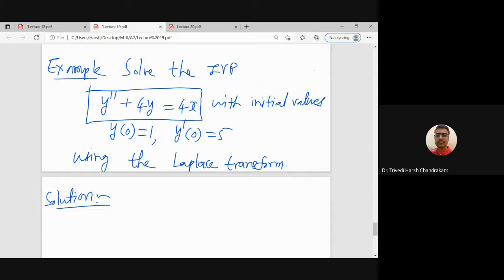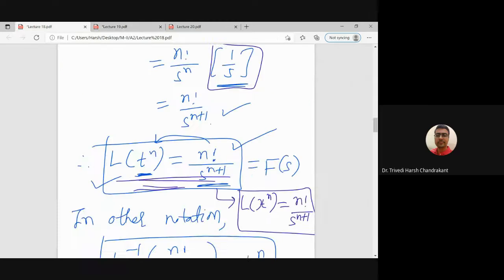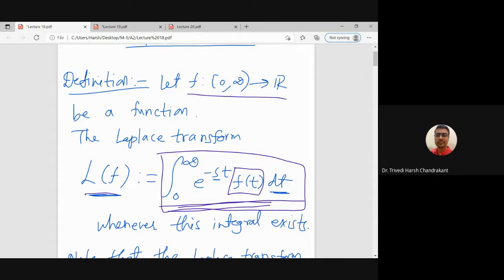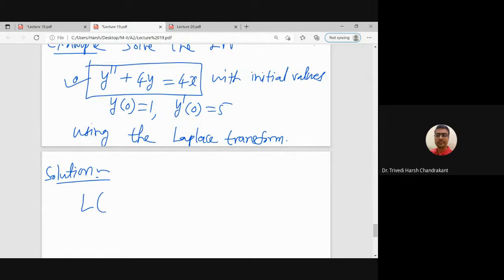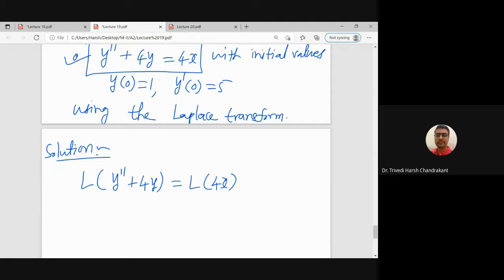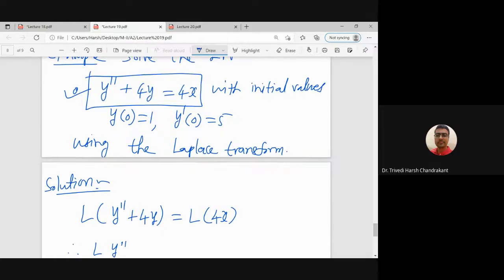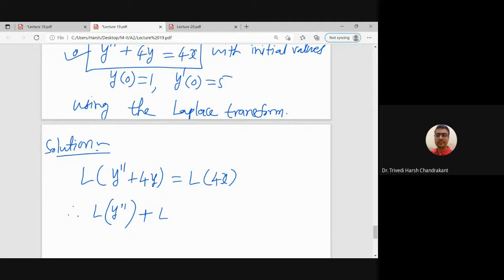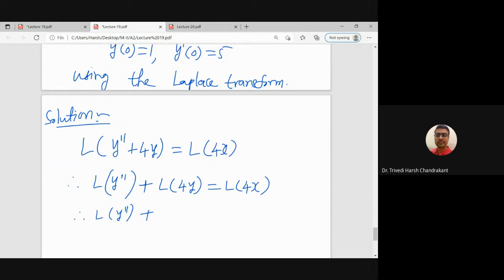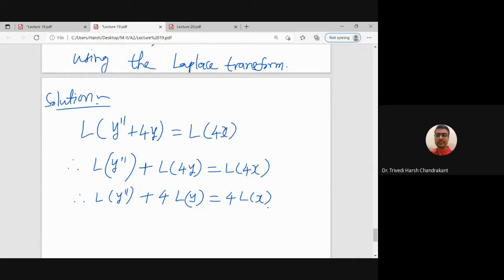So let us apply the Laplace transform on the differential equation. We know that the Laplace transform is defined using the integral, and therefore the Laplace transform is a linear function, right? So that's why we are calling it a transform. It's a linear function. So whenever we apply the Laplace transform on both sides of the equation, we get this equation. Then, since the Laplace transform is a linear function, we get the Laplace transform of the first term plus the Laplace transform of the second term, right? And it is linear, so it preserves the scalar also. So here we are using that the Laplace transform is a linear function.